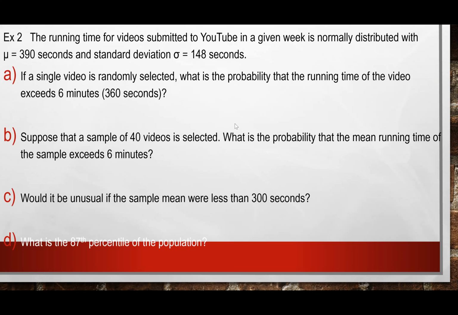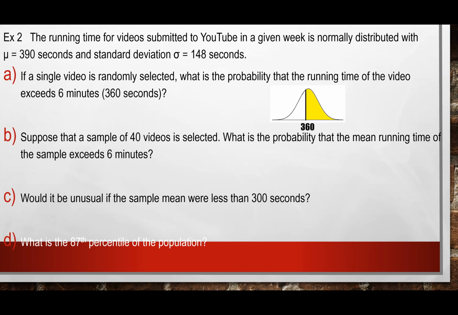Okay. So looking at this item, because they don't give us anything related to a sample, we know that we're just using the population mean and the population standard deviation. So in this case, we want to know, remember what does exceeds mean? Exceeds means more than. And if it's more than 360, that means anything to the right of 360 in this case.